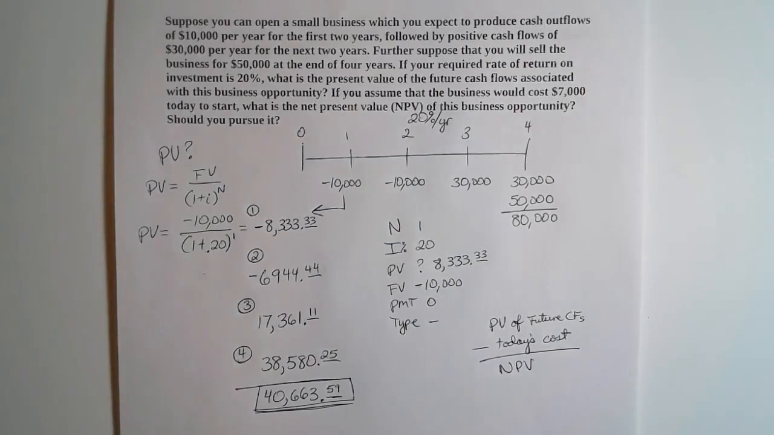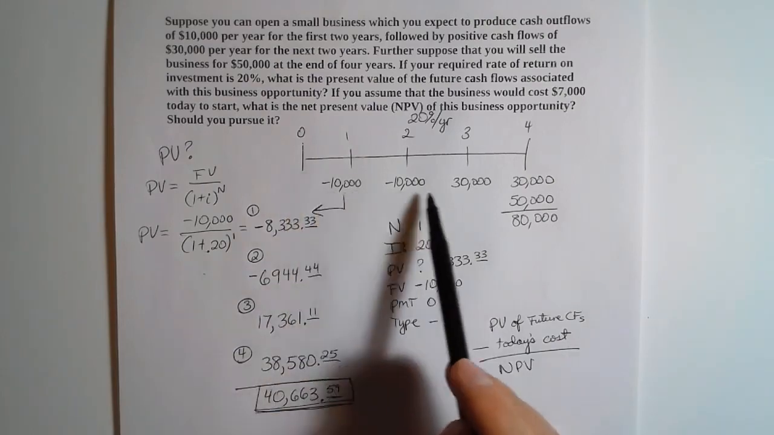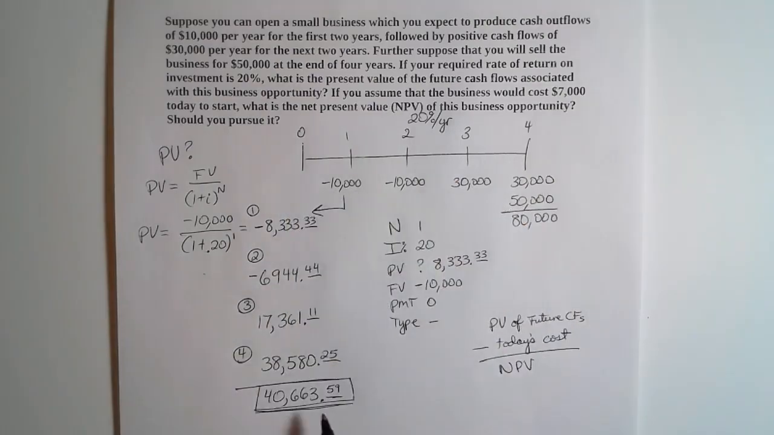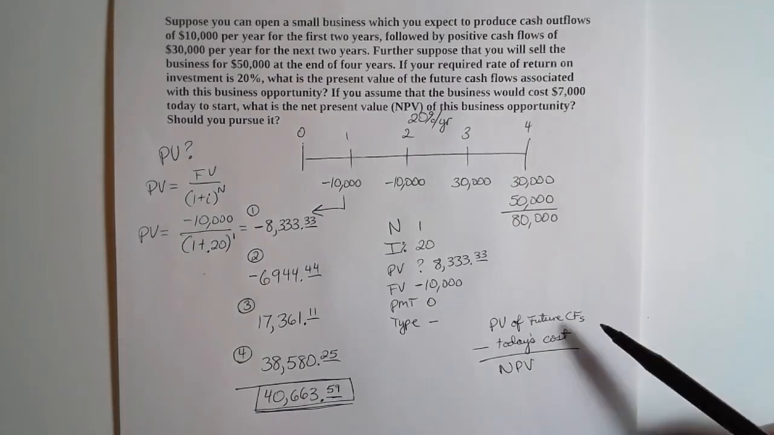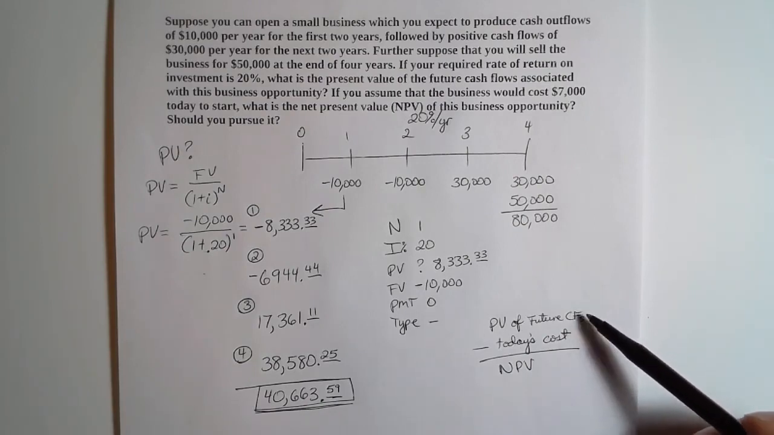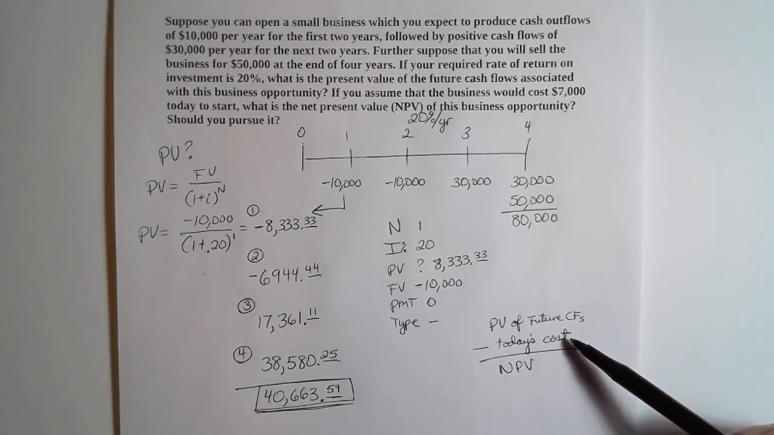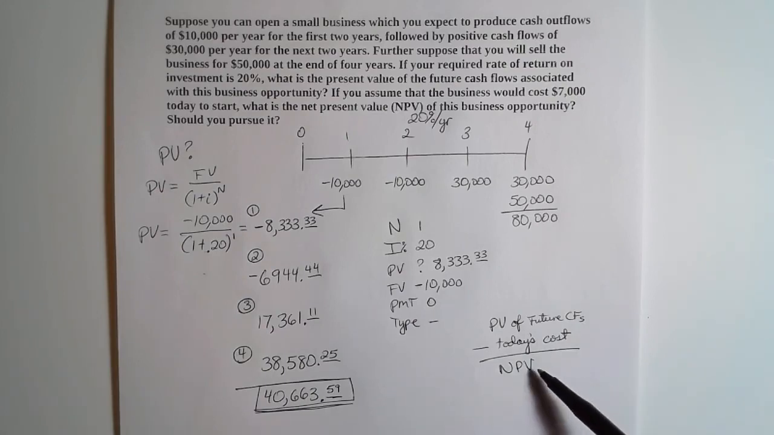Okay? So if we think this through, remember that the value of any asset or investment is the present value of all expected future cash flows. So these are the expected future cash flows. This represents the present value of the expected future cash flows. So this represents the value of the business. And if I look at today's cost, then let's think about what we want this net present value to be.